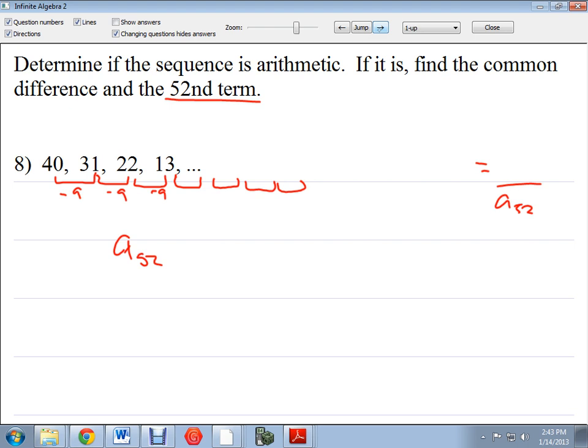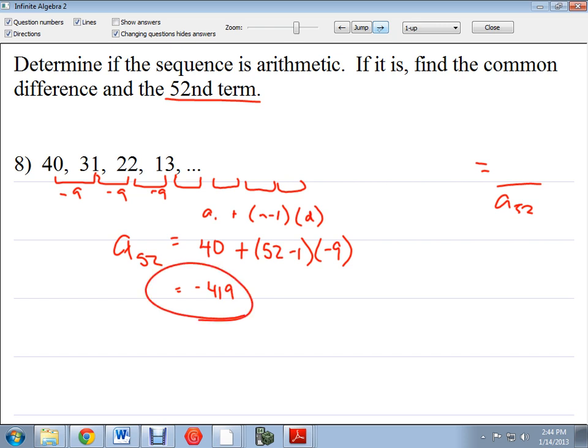Now this is just a label for the 52nd term. It is not going to be calculated at all. It is equal to a1, which in this case is 40, plus n minus 1, which in this case is 52 minus 1, because I'm looking for the 52nd term, times d, which is the common difference, which in this case is negative 9. Now this is a very easy calculation. All we have to do is 40 plus, you calculate it out using order of operations, and this will get you negative 419. And that is the 52nd term of the sequence.